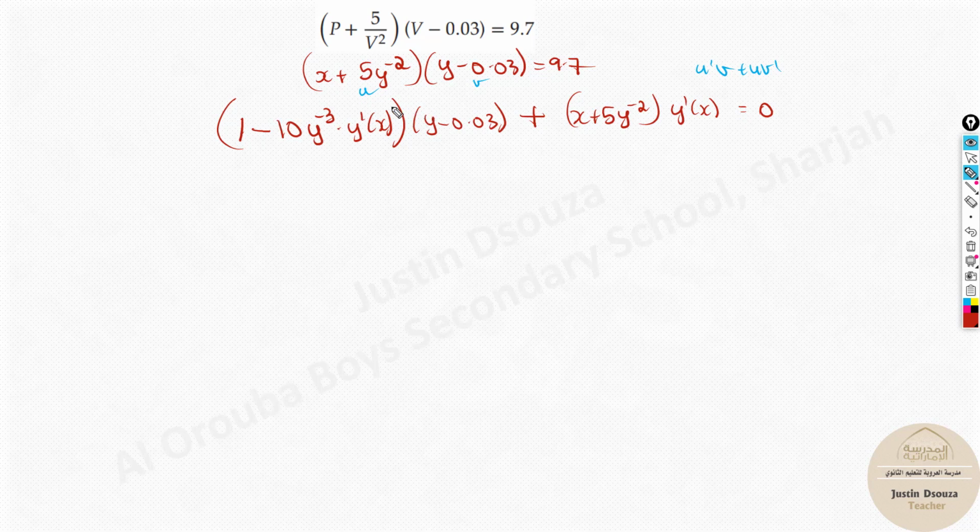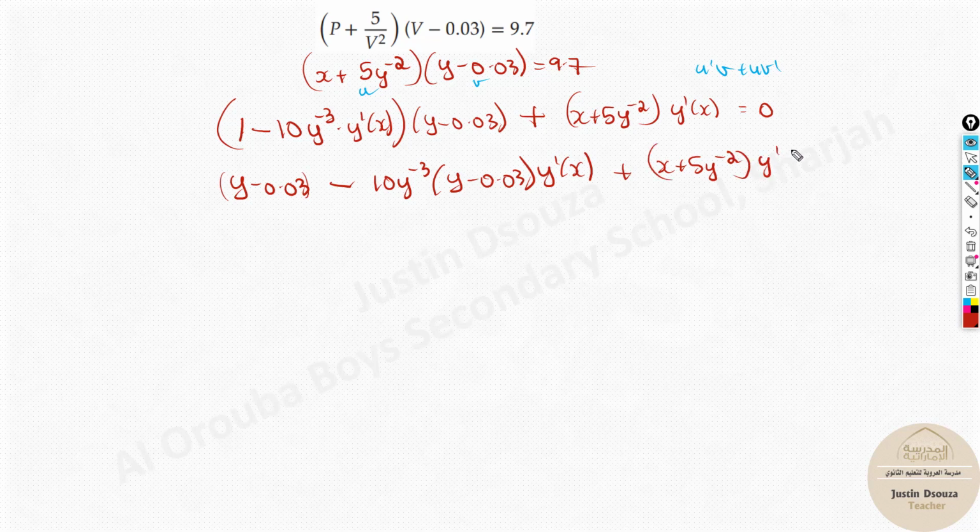Now, when you're doing the distributive property, do it properly. Don't get confused. This entire term I'll multiply over here now with 1, so it's going to be the same thing, y minus 0.03. Okay, this is the first term. I'll just write minus. Now this term again is multiplied over here, so it'll be 10 y to the power minus 3 into what is remaining. I'll write this at the end, so that's why y minus 0.03 y dash of x. Then the last term is plus x plus 5y to the power minus 2 into y dash of x.